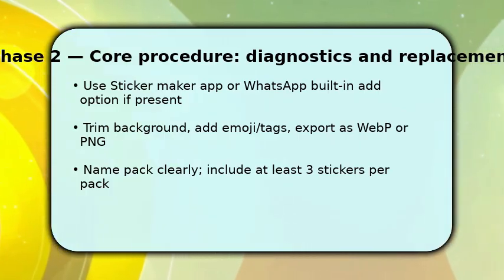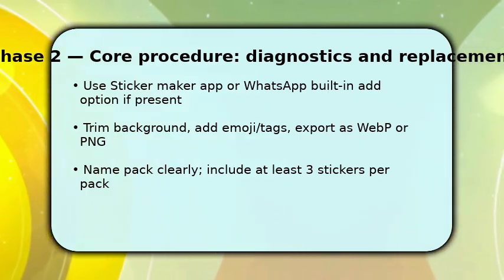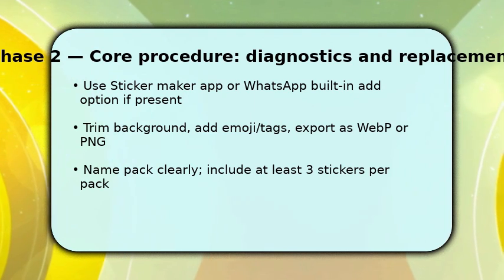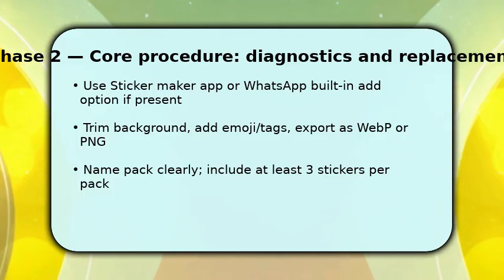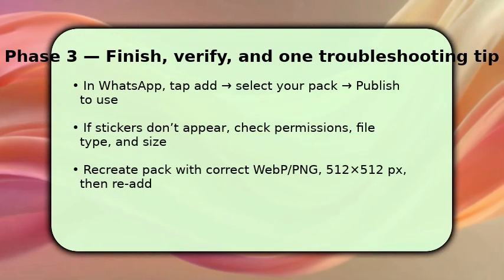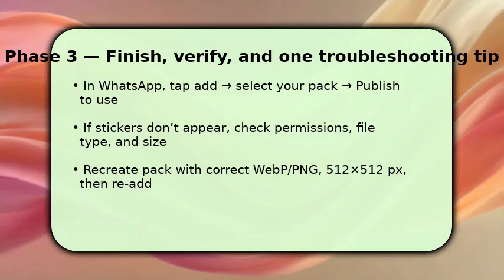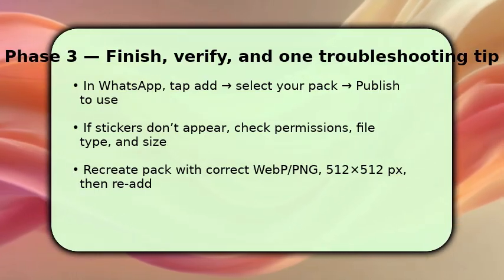Make sure the pack has a clear name and at least 3 stickers, once exported. Confirm the files are in a folder accessible to WhatsApp. You finish by opening WhatsApp's sticker panel, tapping Add, and selecting your newly created pack to publish. This makes stickers available in chats immediately.